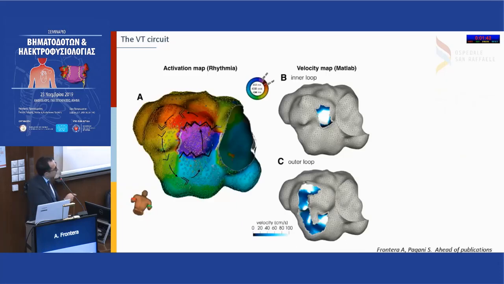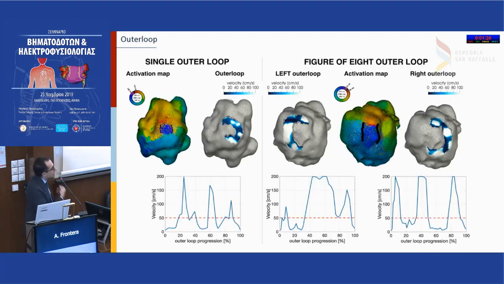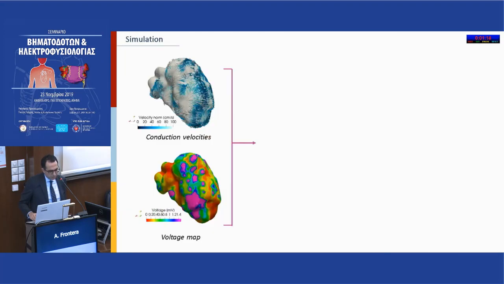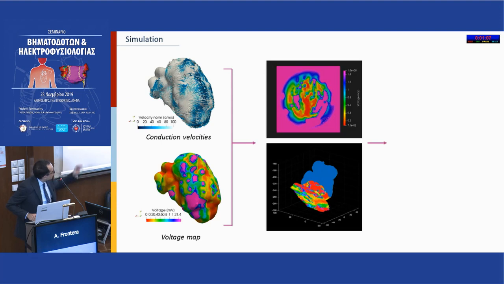And then you see this is the definition also of the outer loop, and this is the outer loop analyzed with MATLAB. You see here it is going very slow, then getting higher again in speed, slow, higher, and so on. So it's another way to represent, and I think this is the future of substrate mapping, the activation wavefront during VT.